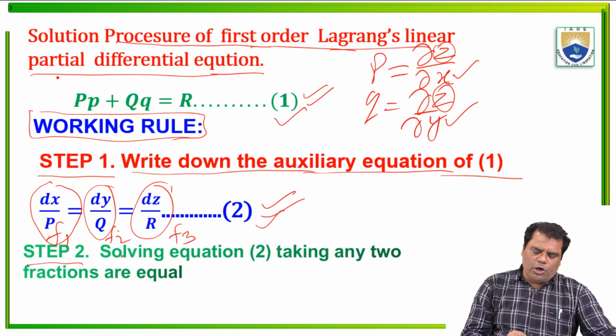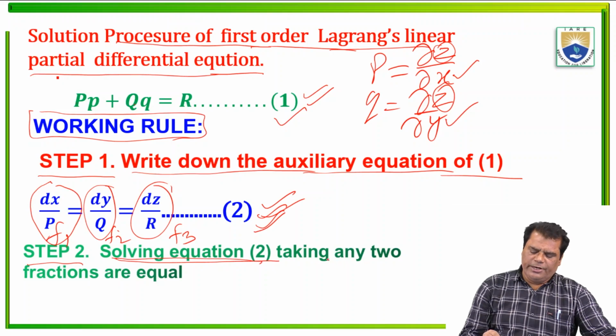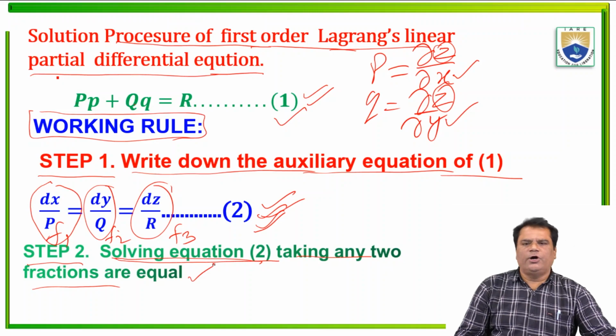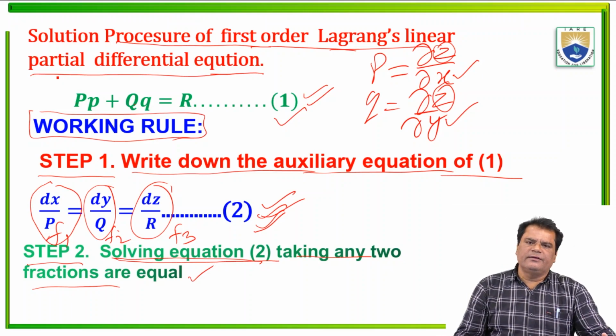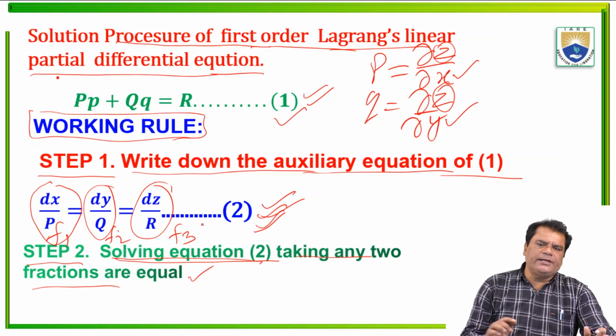Step 2, solving equation 2. This auxiliary form is known as equation 2. Solving equation 2, we take any two fractions as equal out of the three fractions. So how can we solve this auxiliary equation?